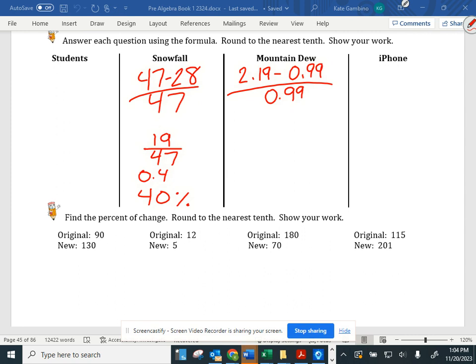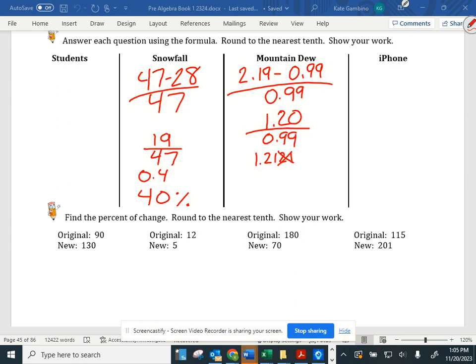What is 2.19 minus 0.99? 1.2. So $1.20. Okay. Divided by 99 cents. What do we get for our decimal? 1.21. So we get 1 point, say it again, Grayson.